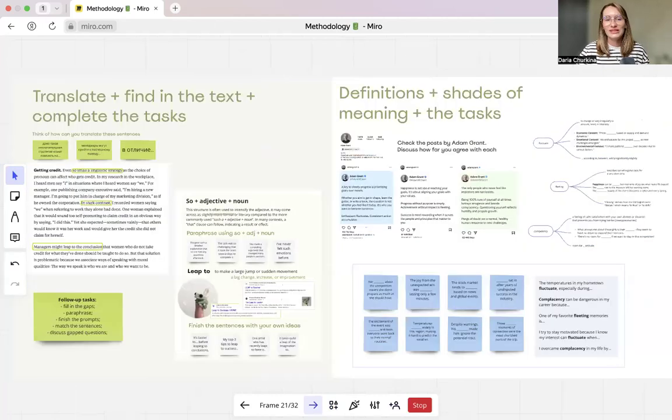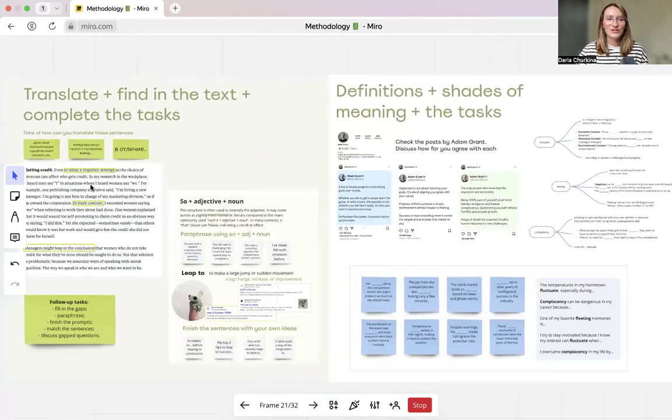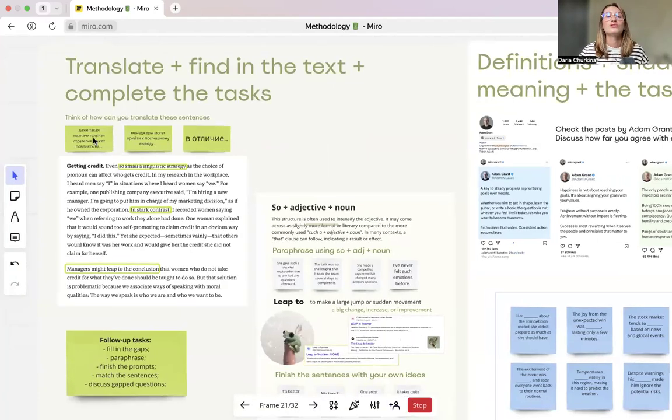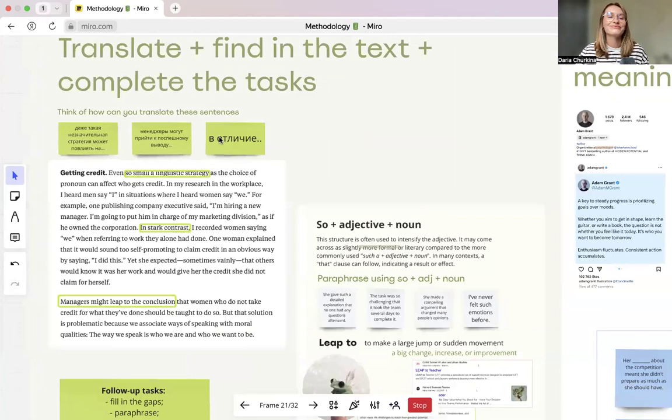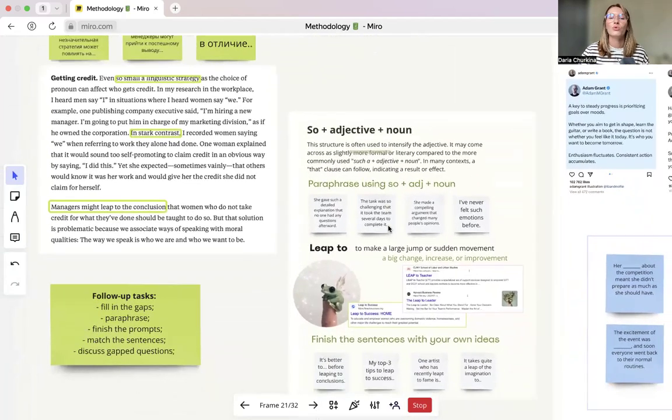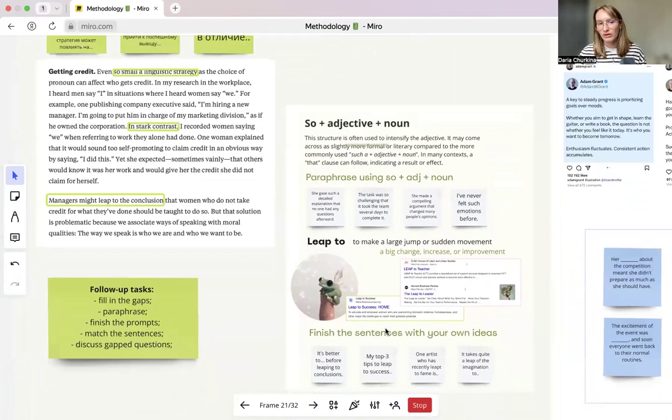Let me share a couple of activities. So first things first, the activity that we have tried with you in our class. This is translate plus find in the text plus complete the tasks. Remember, I first asked you to translate certain sentences. Then we found these similar phrases in the text. And then we had some follow-up tasks such as paraphrase or finish the sentences with your own ideas, right?